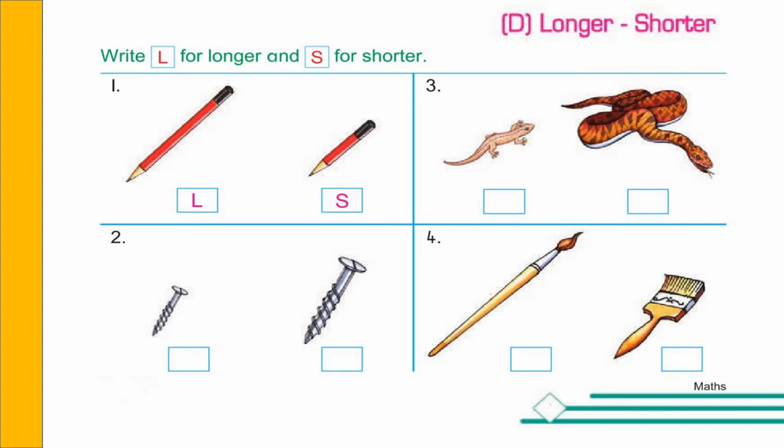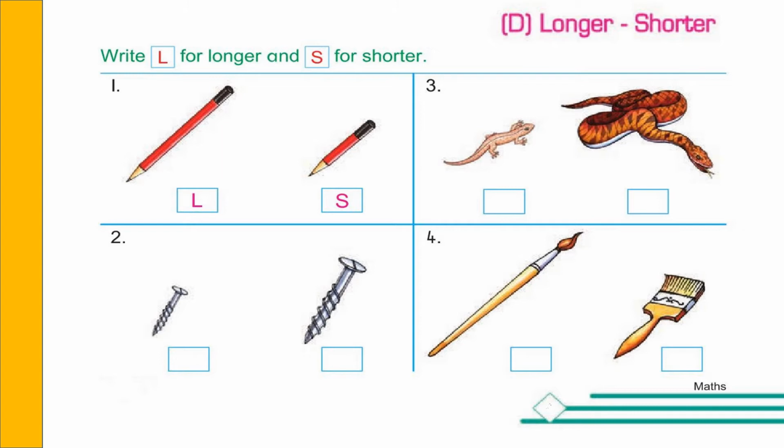It is longer and shorter. See kids, the tall and short we learnt in the previous page, that is compared lengthwise, top to bottom. And here we are going to learn longer and shorter. This one we are going to compare breadthwise, that is left to right. Okay, this way, wave your hands left to right. That way we are going to compare the sizes left to right.